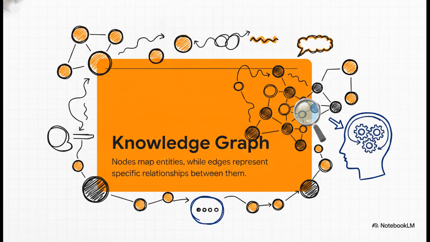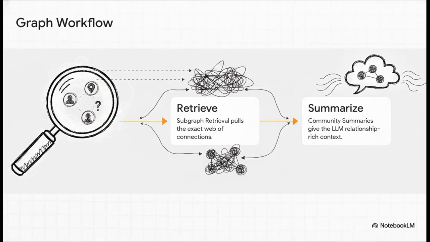The nodes represent entities, like a person or a company, and the edges, meaning the lines connecting them, represent relationships, like works at or located in. The whole point is that the architecture understands the world as a complex web of connections, not just a random pile of documents.